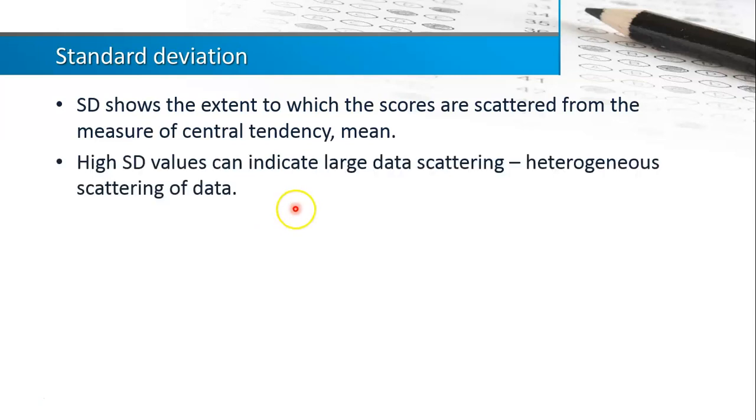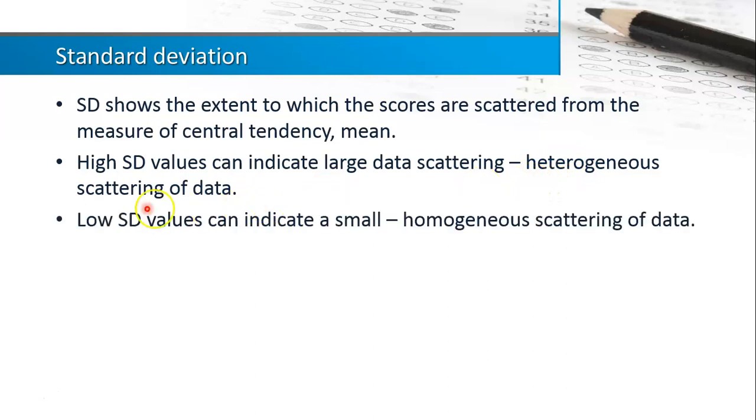So a high standard deviation means the data is scattered, large data scattering, similar to variance. A big variance means you have large data scattering. We call this heterogeneous scattering of the data. If you have a small value of SD, similar to variance, it indicates a small data scattering. So this is homogeneous scattering of data.